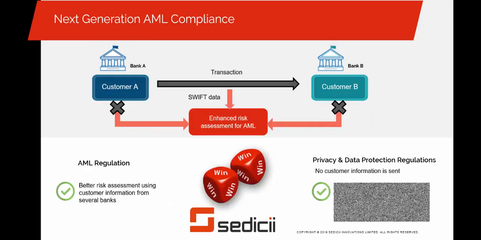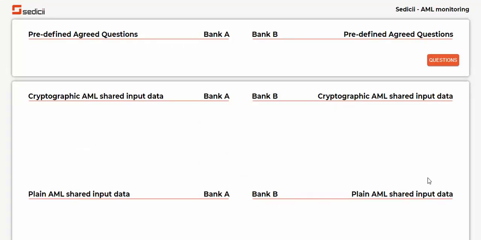transaction. With Cedice's technology, both banks can jointly compute a risk assessment function that uses information from their customers, but without having to actually share this information. Let's have a look at how this works.